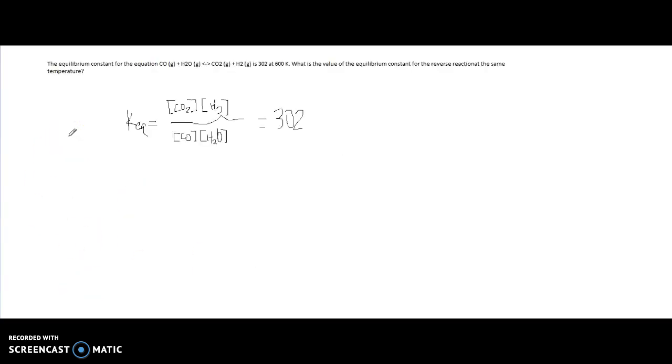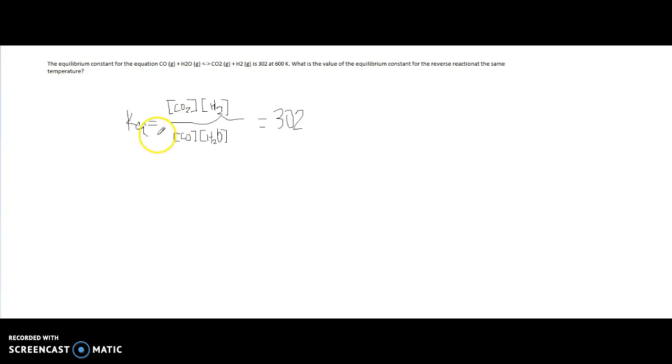Alright, let's try some examples. So, the equilibrium constant for the equation CO gas plus H2O gas yields CO2 gas plus H2 gas is 302 at 600 Kelvin. What is the value of the equilibrium constant for the reverse reaction at the same temperature? So basically, we know that KEQ equals 302, and 302 equals the concentration of CO2 times the concentration of H2 divided by the concentration of CO times the concentration of H2O.